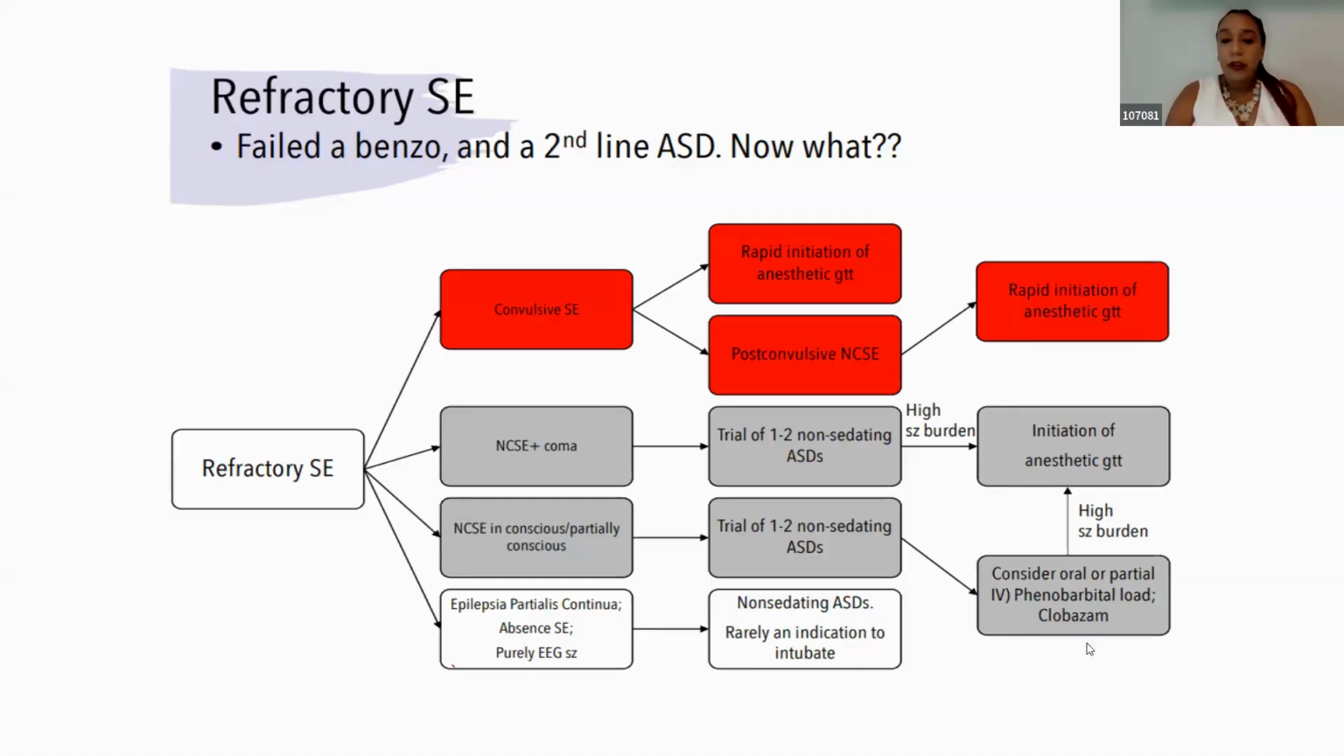Clobazam is one of those medications. The other name for it is Onfi. It only comes in an oral form. Its component is similar to benzodiazepines. It's very effective in the treatment of patients with refractory status epilepticus.